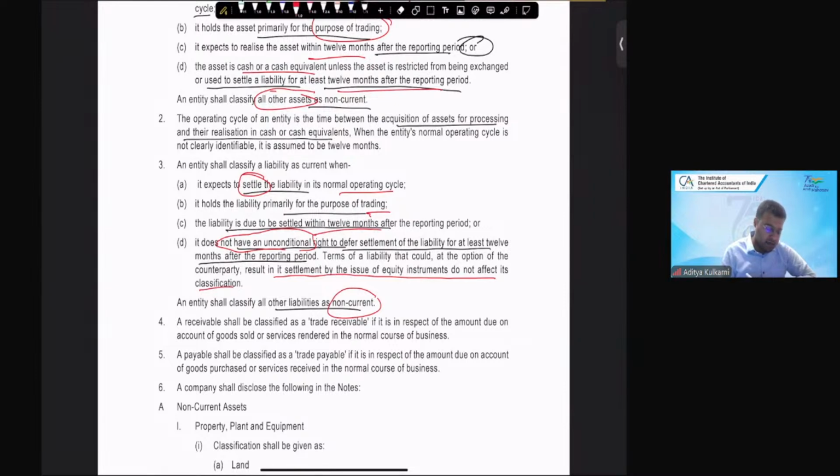A receivable shall be classified as a trade receivable if it is in respect of the amount due on account of goods sold or services rendered in the normal course of business. Okay. So tell me one thing. Why do we call an item a trade receivable? What is the only criterion that identifies a trade receivable from any other asset that is there in your balance sheet? What is the differentiating factor?